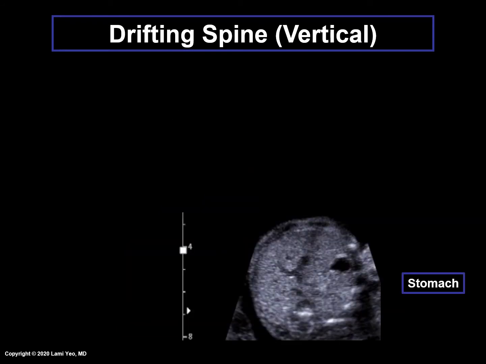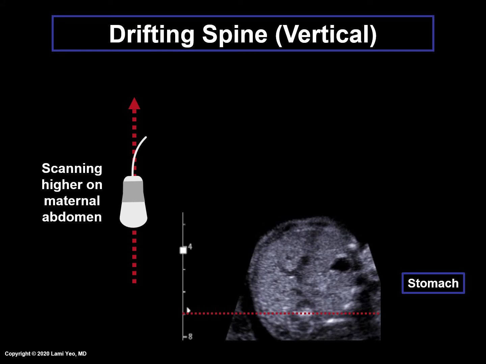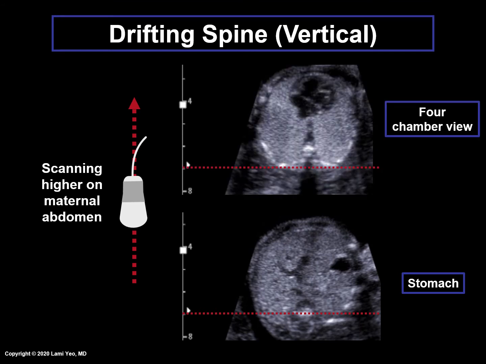Here's an example for a breech fetus. Here is the spine at the level of the stomach. As one scans higher on the maternal abdomen towards the four-chamber view, notice that the spine has drifted vertically upwards. Therefore, a vertical drifting spine is present in the area between the four-chamber view and abdomen.